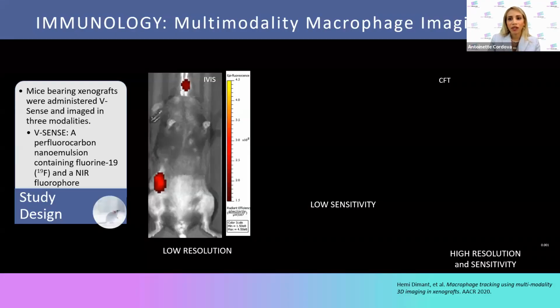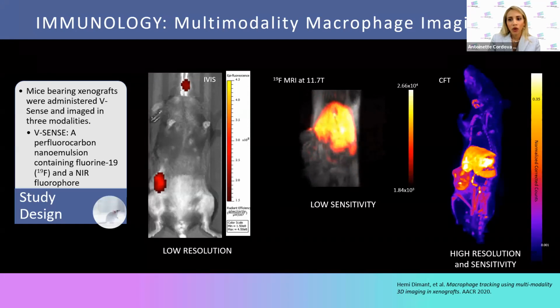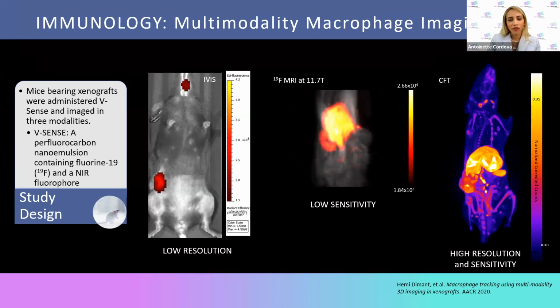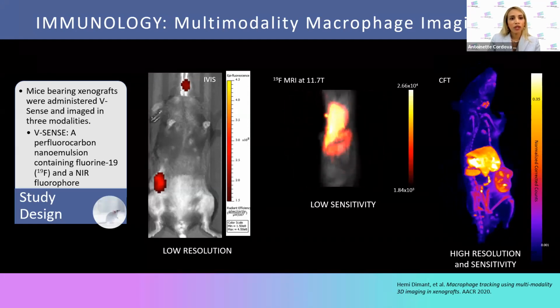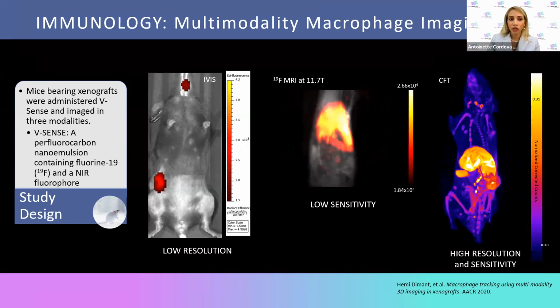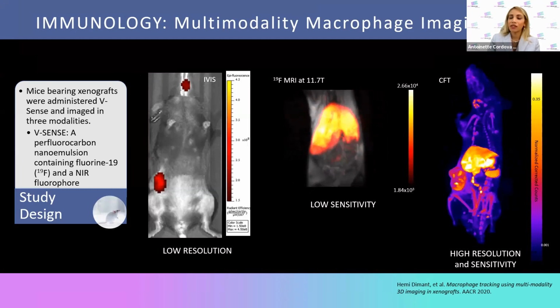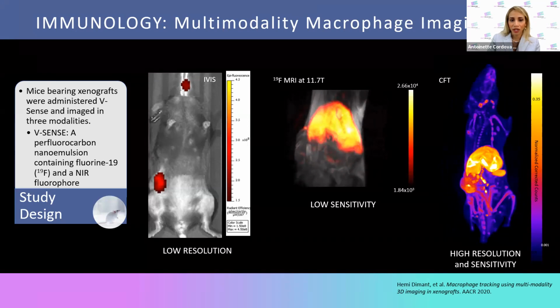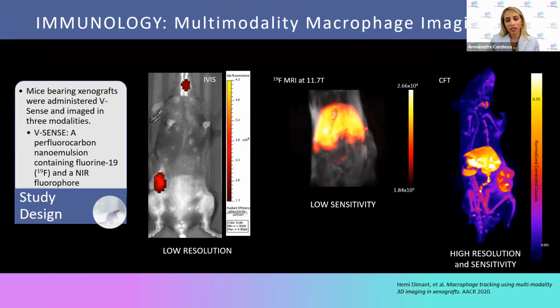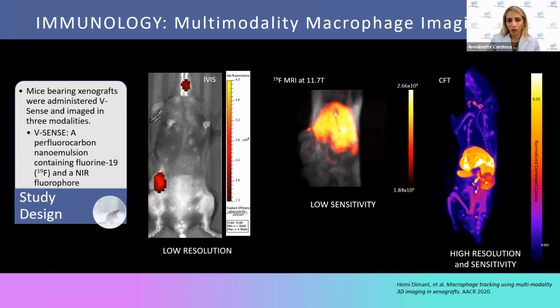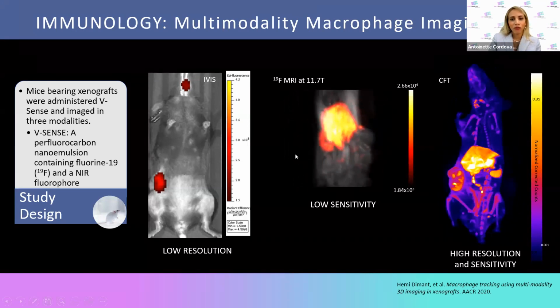So in this multimodality macrophage imaging, we looked at 3 different types of imaging. These mice were bearing xenografts and were administered V-Sense. V-Sense is a perfluorocarbon nanoemulsion, and it contains fluorine-19 and an NIR fluorophore. So let's start with the first image.